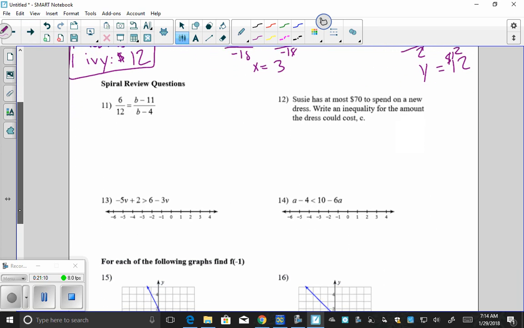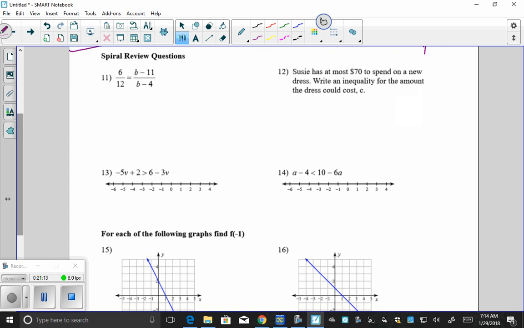Alright, these next set of problems are review questions from other units, and so we're going to do a couple of these problems. So problem 11 is set up as a proportion, which means I have two fractions set equal to each other. So here, what you're going to do is cross multiply. So you're going to do 6 times b minus 4 equals 12 times b minus 11.